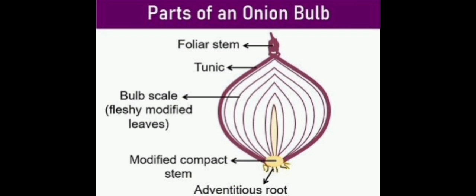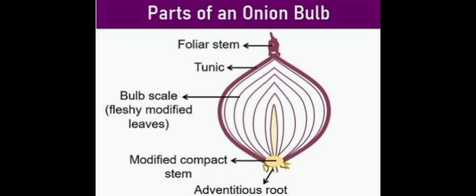A bulb is also an underground modified bud, but this one has a reduced stem and a fleshy, scaly leaf that grows from it. So a bulb is a short underground stem with inner fleshy leaves and dry outer leaves. In the bulb, the stem reduces to a conical disc, and then adventitious roots are produced on the lower side of the stem.